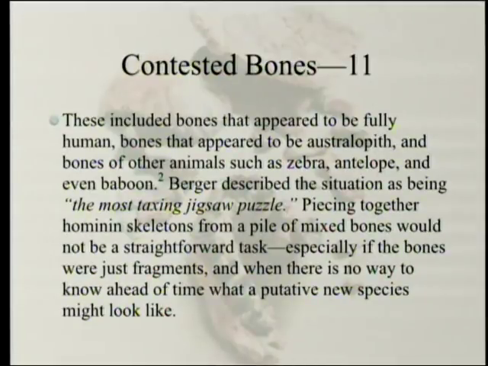Piecing together hominin skeletons from a pile of mixed bones would not be a straightforward task, especially if the bones were just fragments, and when there is no way to know ahead of time what a putative new species might look like. And if one had an idea of what this species might look like, and it was incorrect, it would be like trying to put a jigsaw puzzle together with the wrong picture in front of you.